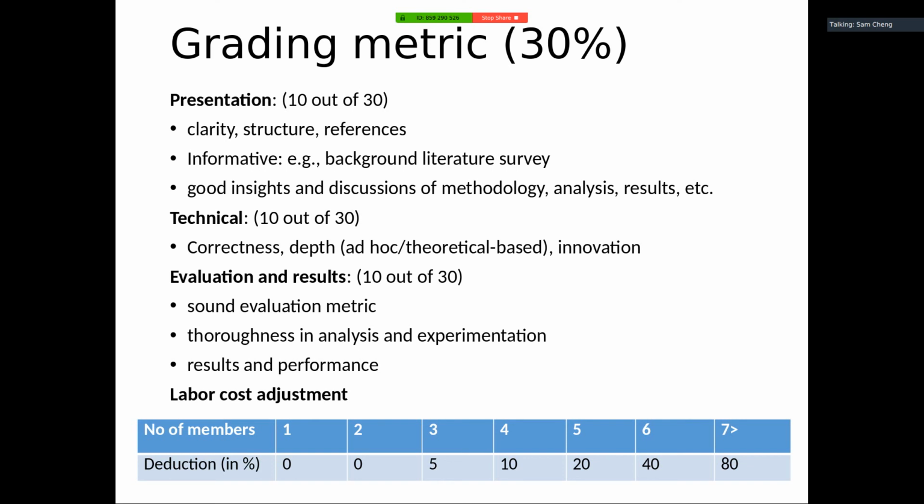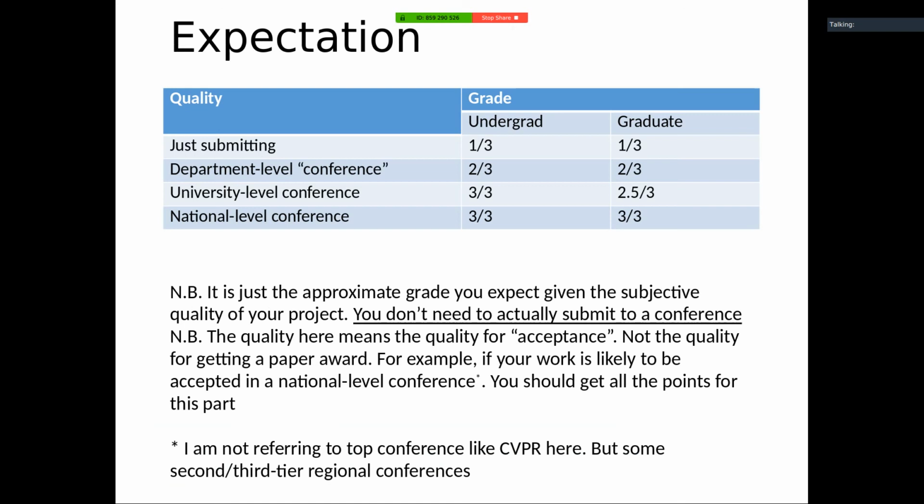I forgot how much. So probably like 20% of that or something like that. Okay, so in terms of expectation, this is what I'm expecting, approximately the grade. For example, if your work is acceptable to a national conference and so on, if you're a graduate, you will probably get all the marks there. I'm not saying that by that time you should have already submitted to a conference. It's just that if you look at it and it feels like that standard, then yeah.